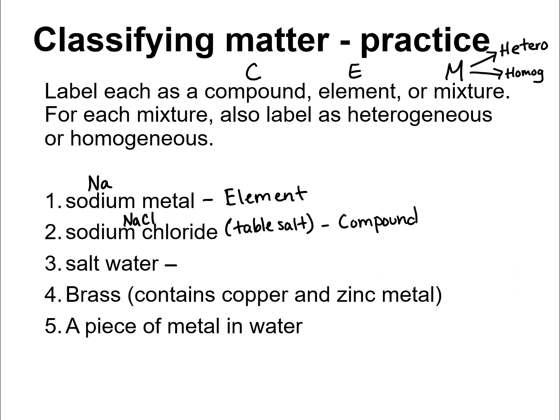Number 3, we've got salt water. And yes, we talked about this one. This one is a homogeneous mixture because you can't see the salt in there. It's a mixture for sure because you can separate the salt out. But you don't have to do anything chemical to do that. You can heat up the water and that will make the water boil off and you'll just be left with the salt.